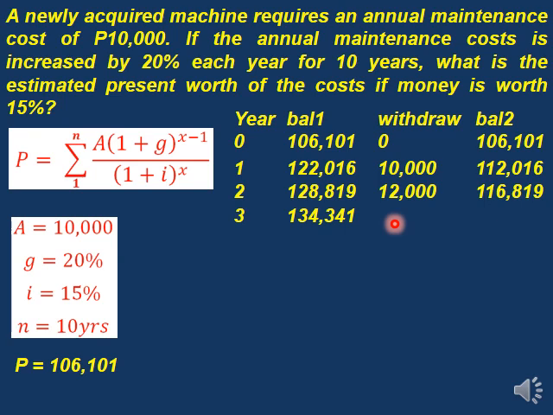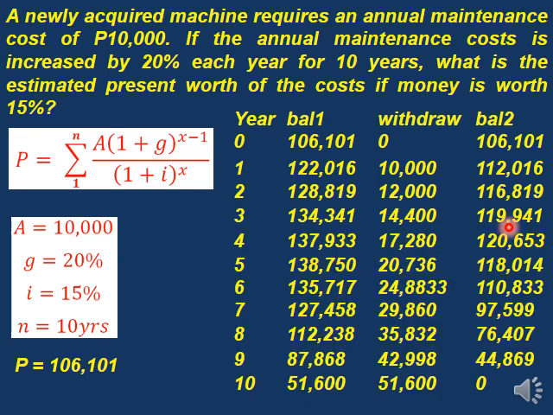And then we withdraw the amount for the maintenance cost. 12,000 increased by 20%, that is 12,000 times 1.2, we get 14,400. Deducting 14,400 from the available balance in the bank, we'll get 119,910, and so on and so forth up to the 10th year. At the end of the 10th year, the amount of money in the bank, including its interest, is 51,600. You withdraw a maintenance cost amounting to 51,600. The remaining balance is zero.